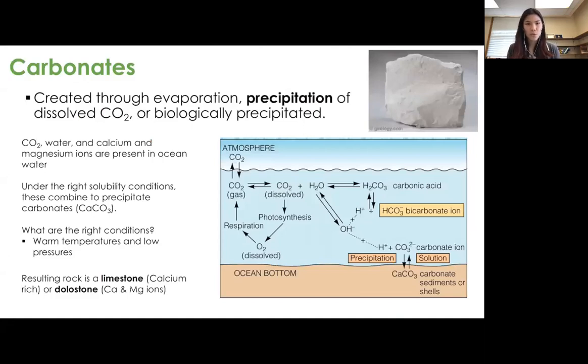So in the ocean water, we have CO2, we have water, we have calcium and magnesium ions all present. Under the right solubility conditions, these are going to combine to precipitate carbonates or calcium carbonate. We may get some substitution of magnesium for calcium that may form a dolomite, but we're more likely to see a calcium carbonate. These tend to form under the conditions that are ripe for that chemical reaction, and the reaction is really going to be driven when we have warm temperatures and low pressures. When we get deep into the ocean, where temperatures cool off and pressures get higher just from the weight of all the overlying water, we actually get to a point where there is no more calcium carbonate. So really deep oceans aren't going to have any calcium carbonate developing.